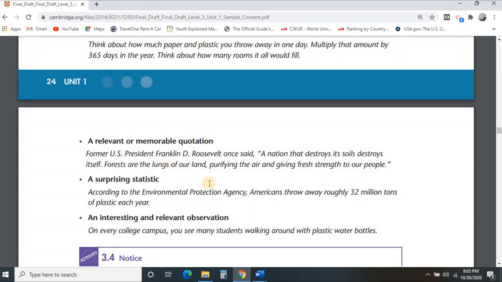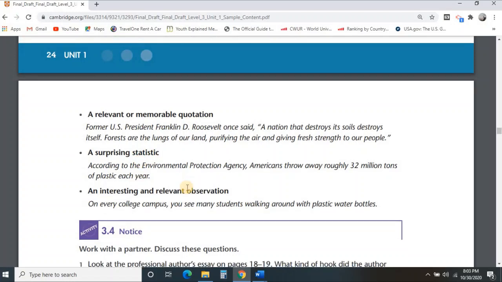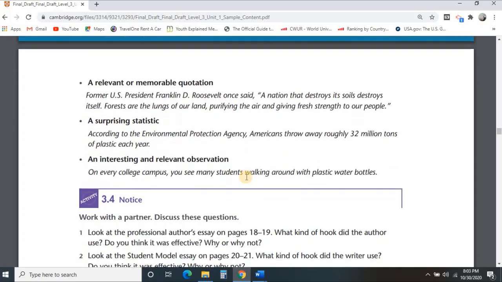Or a hook can also be a surprising statistic. According to the Environmental Protection Agency, Americans throw away roughly 32 million tons of plastic each year. This is a very interesting and surprising statistic. Now, when you use a statistic, make sure to cite the source. After you finish your essay, make sure to have a works cited page where you cite the source you got this quote from.